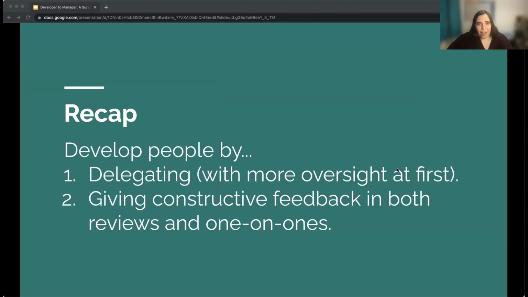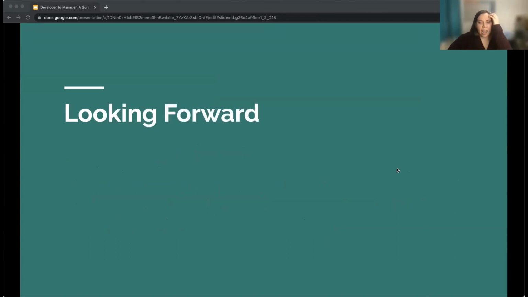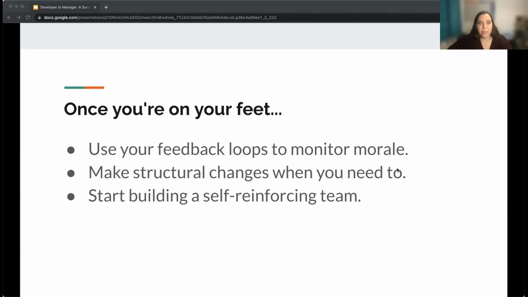So to recap, developing people, not code, starts with delegating and then gets refined by giving really constructive feedback in both reviews and one-on-ones. As you really practice these skills and hone them, you prepare yourself to take on bigger and more exciting challenges. Once you get a handle on them, I think management is a really rewarding place to be. So for example, you can start using the feedback loops, the relationships that you've formed, coupled with the deeper conversations to monitor morale. You can make changes when you need to, even big structural ones.